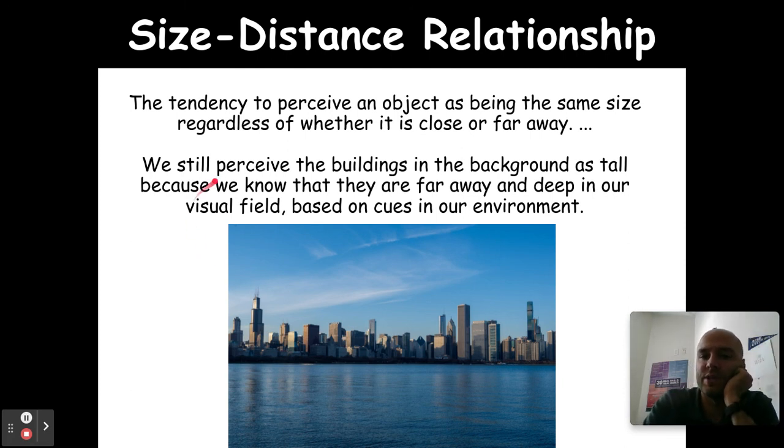Okay? So for example, we still see and perceive the buildings in the background as tall because we know that they are far away and deep in our visual field based on cues in our environment, right? We have an understanding here that even though these buildings look small, we know they're tall, we know they're huge, we know they're large because of the size-distance relationship and perceptual constancy that we have.